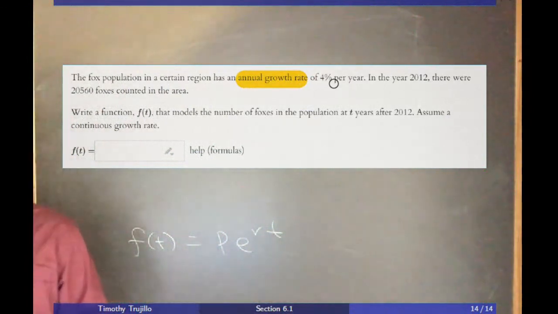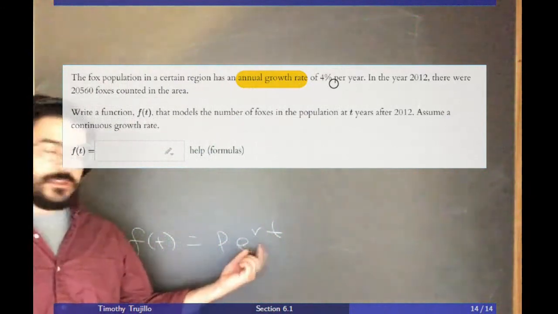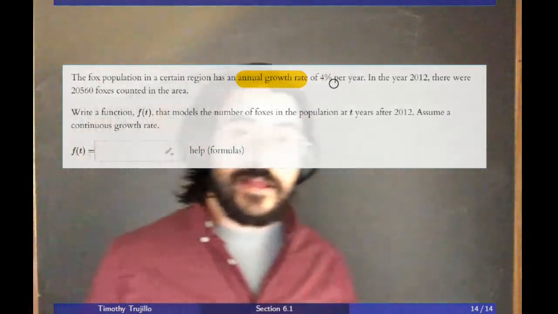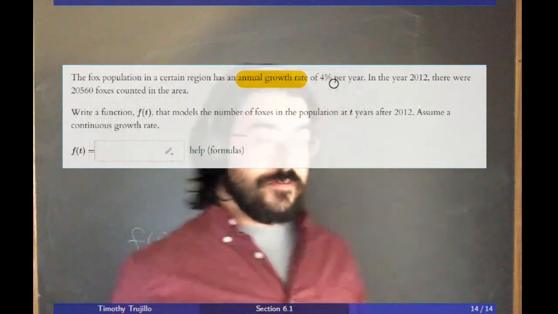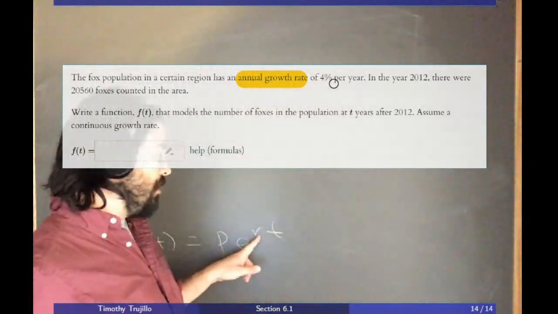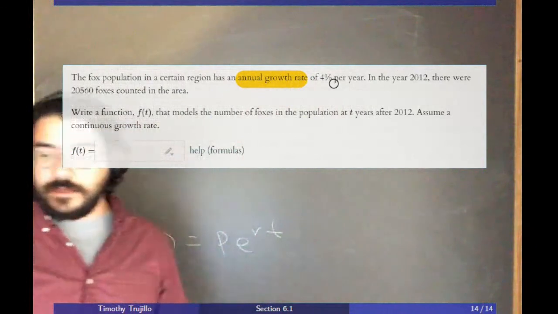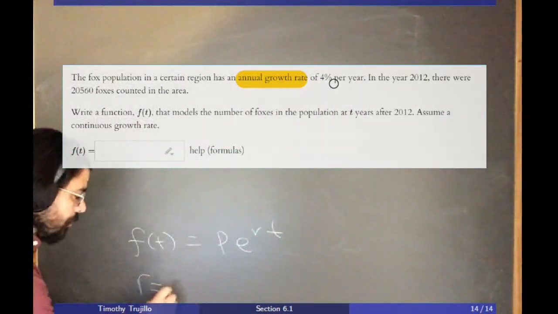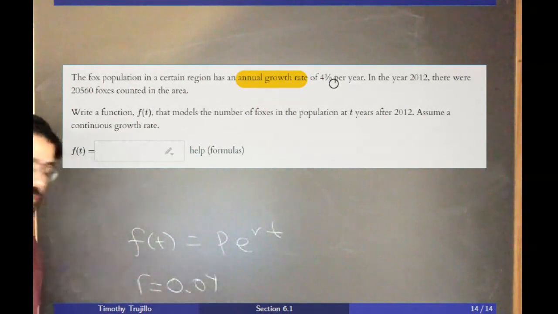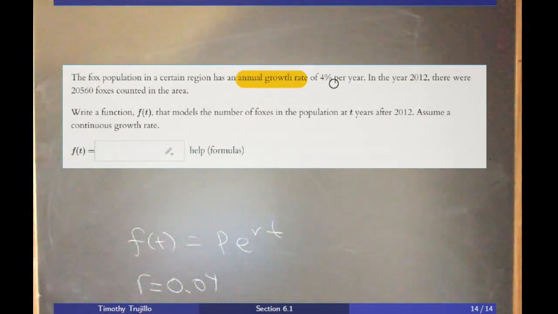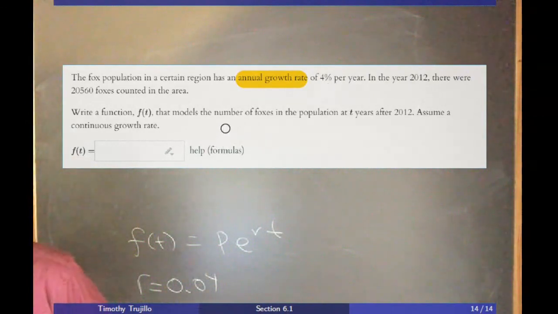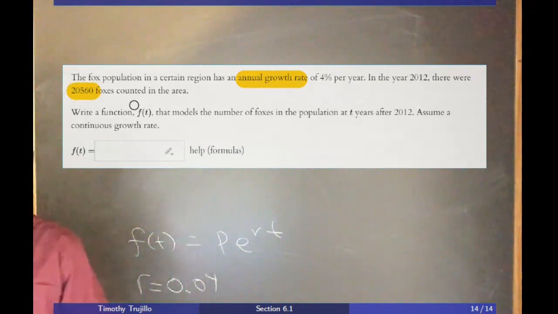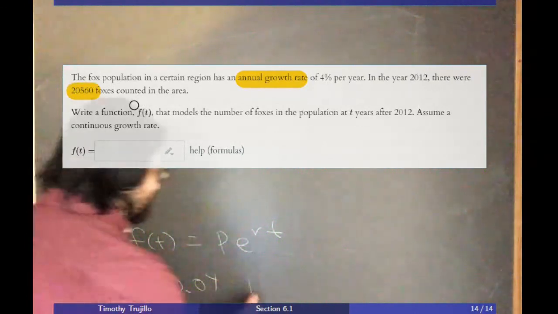But the fact that it's saying annual growth rate should be an indicator that you're going to use the e to the r. And again, it's just a different format for an exponential function, right? For every base b, there is an r here such that e to the r is going to give you back that base b. But in this case, the r is 4%, so 0.04. You just move the decimal over by 2 spaces. And then the initial population of foxes here is 20,560. So that would be the value of P.